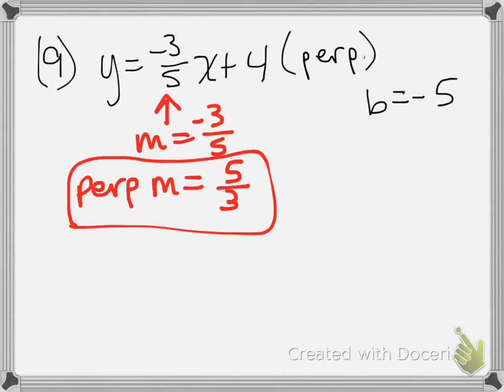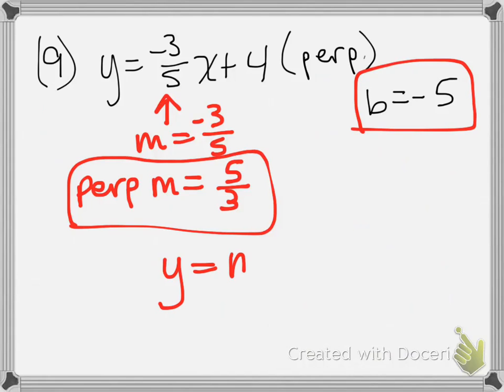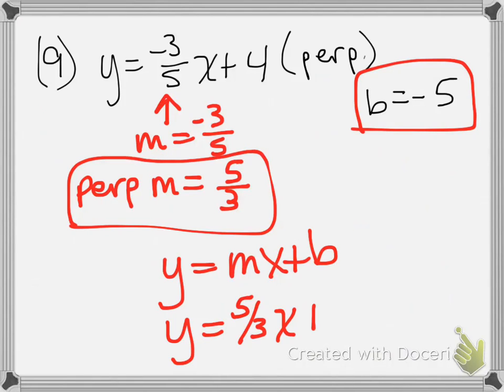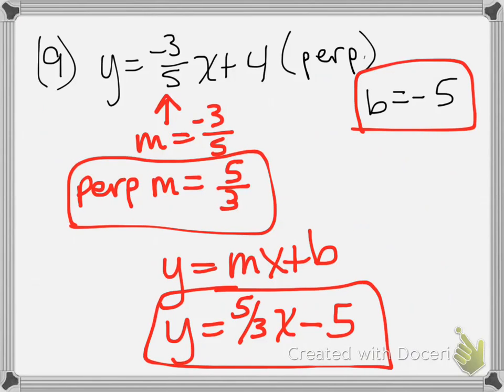Then it also tells us that the y-intercept is negative 5. And remember, b stands for y-intercept, so b is going to be negative 5. So y equals mx plus b. Y equals our m, which is 5/3, x, plus b, which is negative 5. So I'm just going to write it as minus 5. And that is the equation of our line.